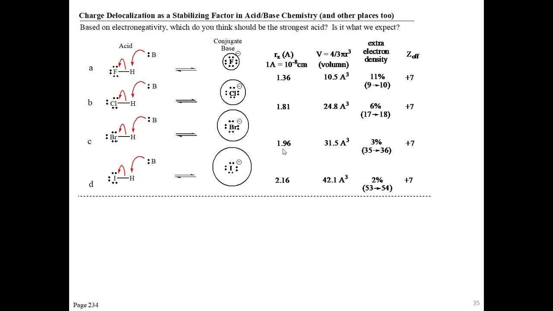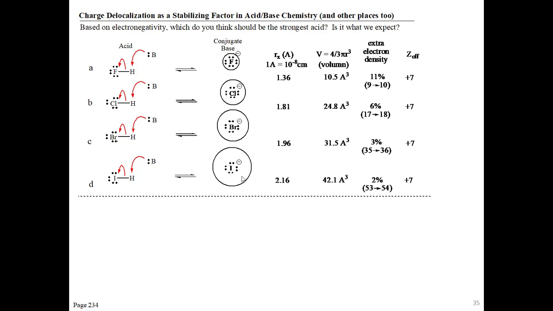If I go to bromine, it's bigger yet. The volume's about 31, so about 3 times bigger than the fluoride. And the percent increase of electron density is only 35 to 36, only about 3%. So I have a smaller increase in percent electron density and a bigger package. Bromide should be even more stable.